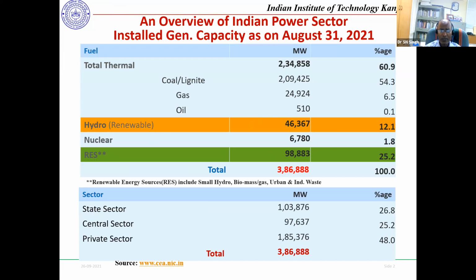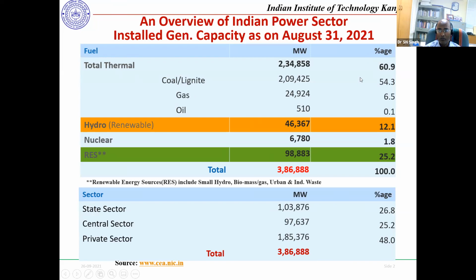Out of this, you can see the percentage where we say thermal, basically including coal, lignite, gas and oil, because they are working on thermal-based technology. So the total is 60%. Earlier it was 70%, more than 75%.